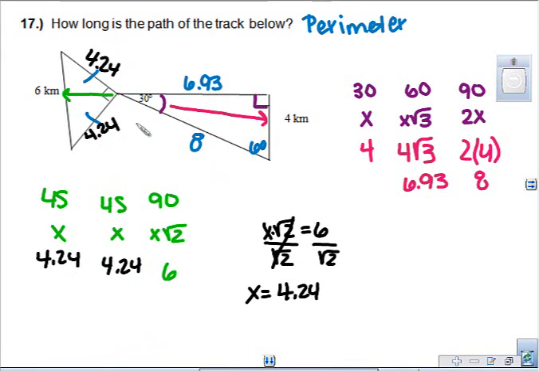So now that you know all 3 sides of both triangles, you can get the perimeter. You just add them all together. So when you add 4.24 twice plus 6 plus 4 plus 8 plus 6.93, you get a perimeter of approximately 33.41, and this was measured in kilometers.